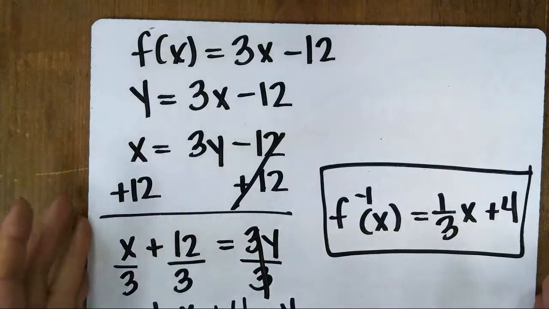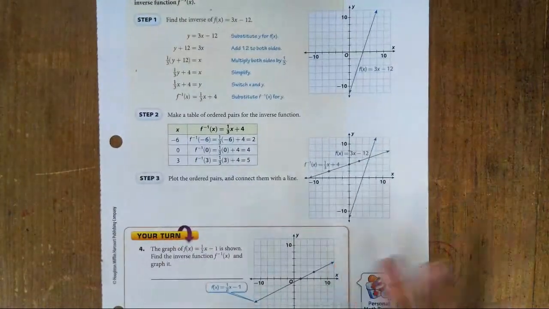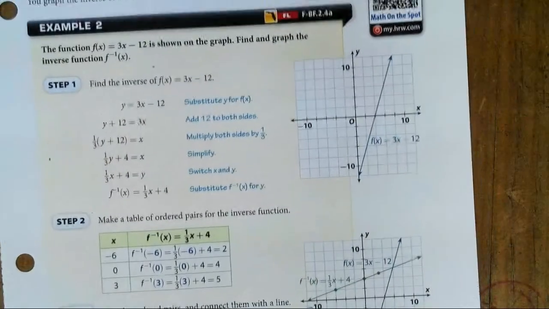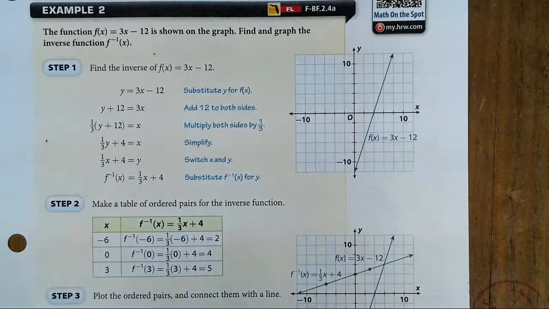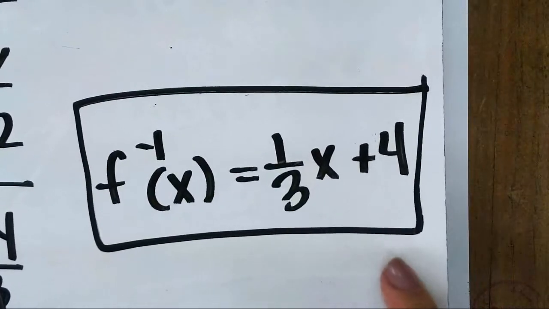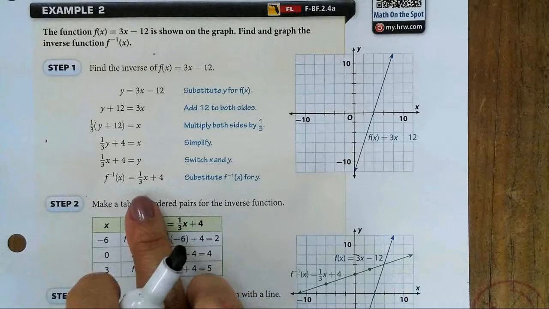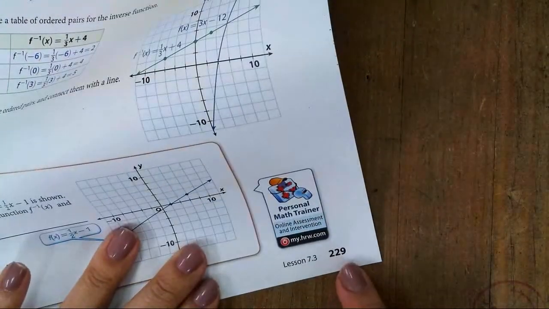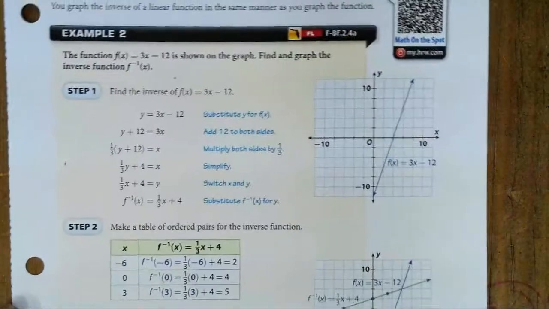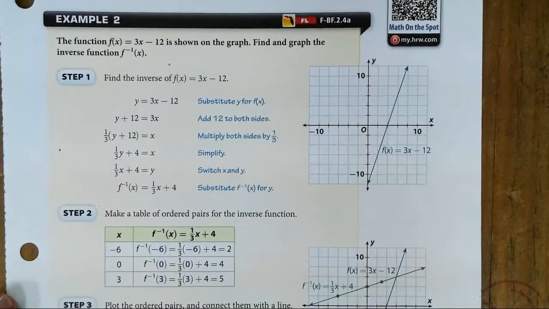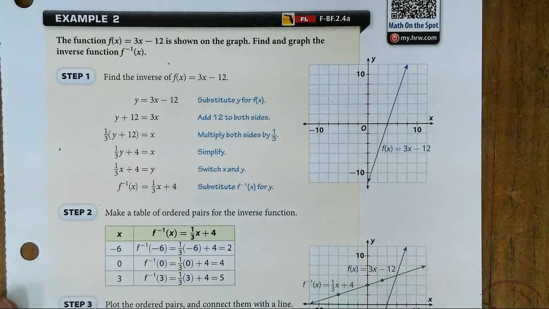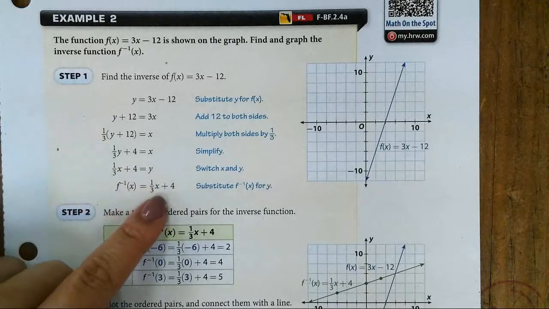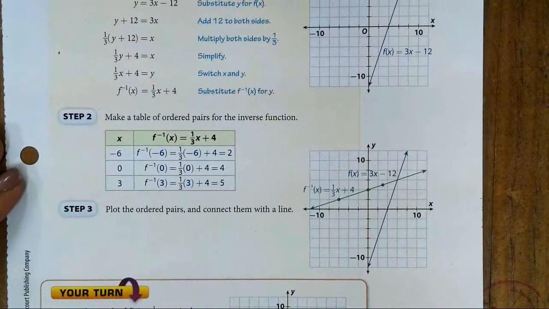So I'm going to go now really quickly and switch into your textbook. Okay? Now here, this is the function that we just did. Notice right here, 1/3 x plus 4. And that's this one right here, 1/3 x plus 4. Now this is on page 229 of your textbook. Okay, and the question for this was to find and graph the inverse function. Okay, so we already did our step 1, which is to get our inverse function. Now, our second step is to actually graph it.